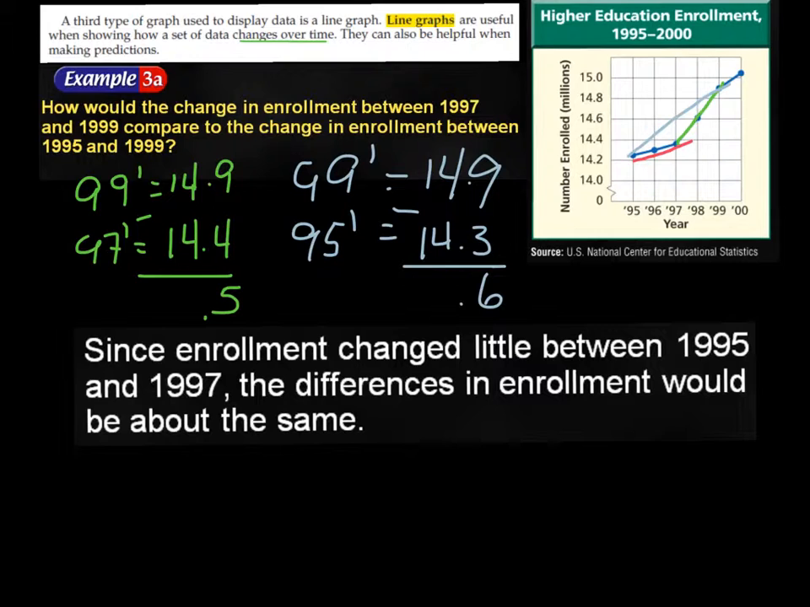So I would think that 1/10 of a million would be a significant number, but I guess nationwide they considered that little change, so the differences in enrollment would be about the same.